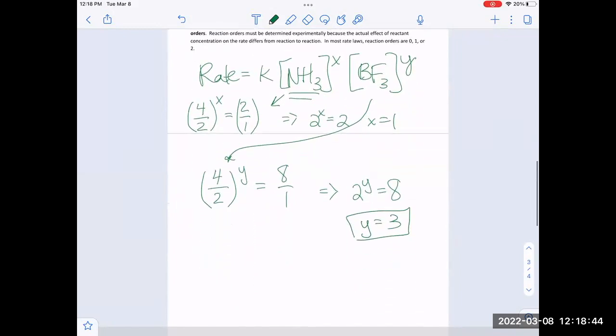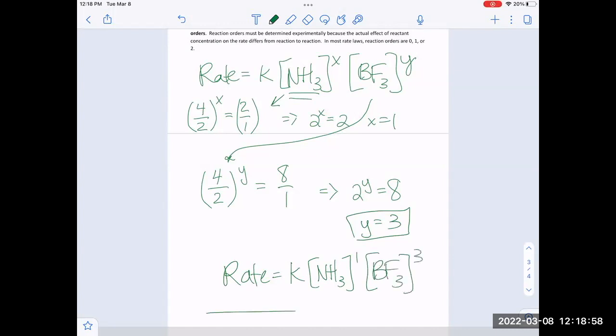Then we use our values for x and y that we got above with those ratio calculations and write it as a rate law. Rate is equal to the rate constant times the concentration of NH3 to the first power times the concentration of BF3 to the third power.